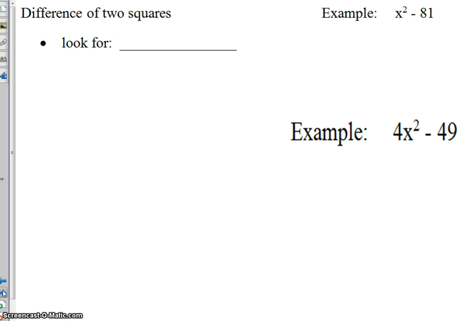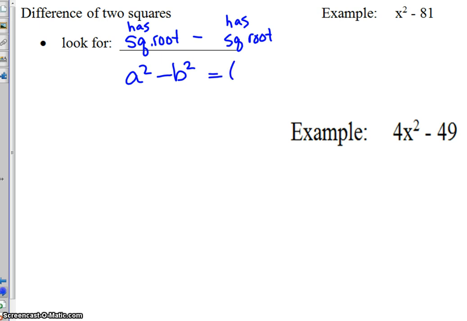You're going to be looking for something that has a square root, and we're going to subtract something else that has a square root. Or it's actually like something squared minus something else squared. So you have a number squared and another number that's been squared. The answer will always be the square root of the first plus the square root of the second, times the square root of the first minus the square root of the second. So it's always going to be like x plus 4 times x minus 4, or x plus 7 times x minus 7, things like that.